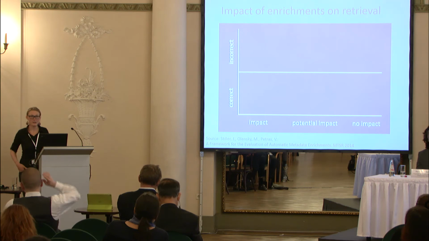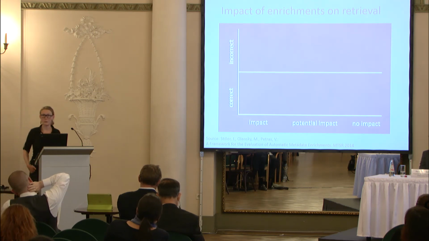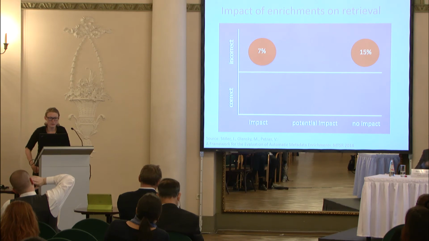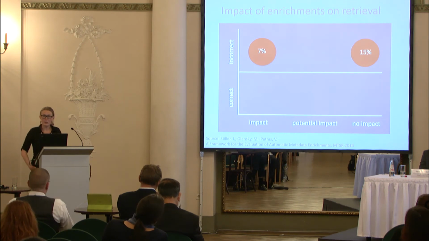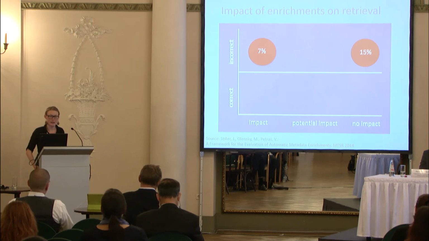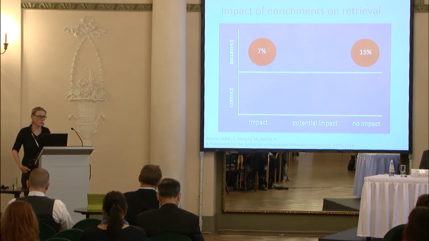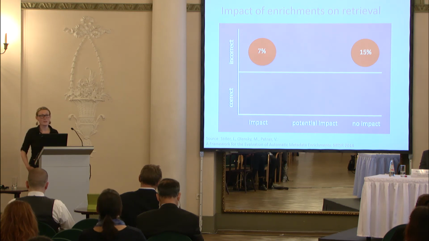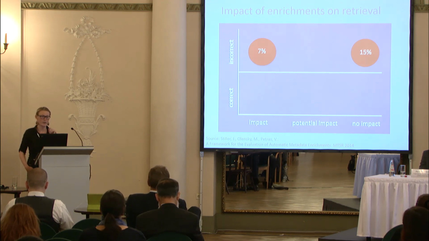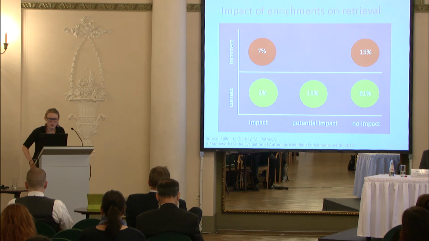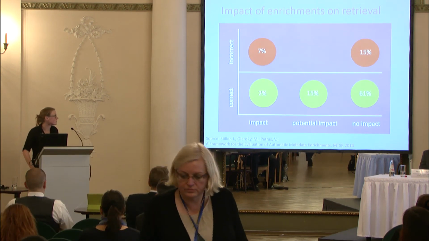If we now look at these two numbers and look at how big the impact was, then we get a different view on this. So 15% of the incorrect ones had no impact, and 7% had an impact on enrichment. No impact means that the enrichment was not the reason why the object was retrieved. But for the 7%, it was actually the reason why the object was retrieved, meaning the object was totally irrelevant for the query. Similarly, we did the same for the correct ones.